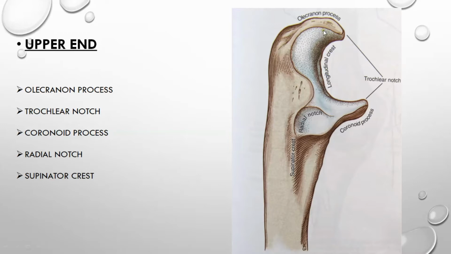These important features are the Olecranon process. This is the Olecranon process. The second is the Trochlear Notch. This grey colored part is the Trochlear Notch. The third is the Coronoid process. This one is the Coronoid process. Then the Radial Notch, which is present below the Trochlear Notch. Then the Supinator crest, which is present below the Radial Notch. So on the upper end, the Olecranon process is present, then the Trochlear Notch, Coronoid process, Radial Notch and Supinator crest. These are the important features of the upper end.